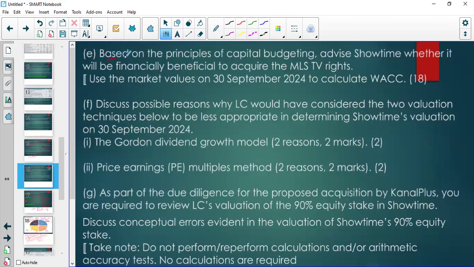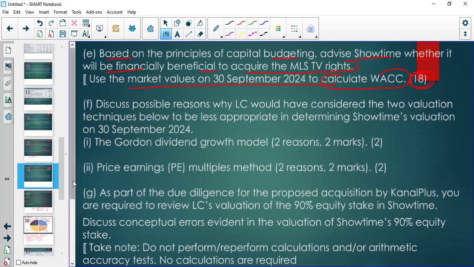Then, based on the principles of capital budgeting, advise this guy whether it will be financially beneficial to acquire MLS TV rights. Here, use the market values on 3rd September 2024 to calculate. You look at that, that's 18 marks, and that's a lot. But capital budgeting, come on, it's always very easy. So this is a mix of capital budgeting and what? And cost of capital. All right.